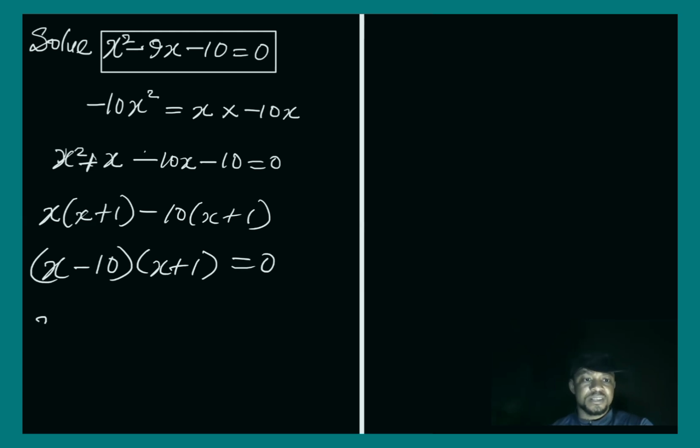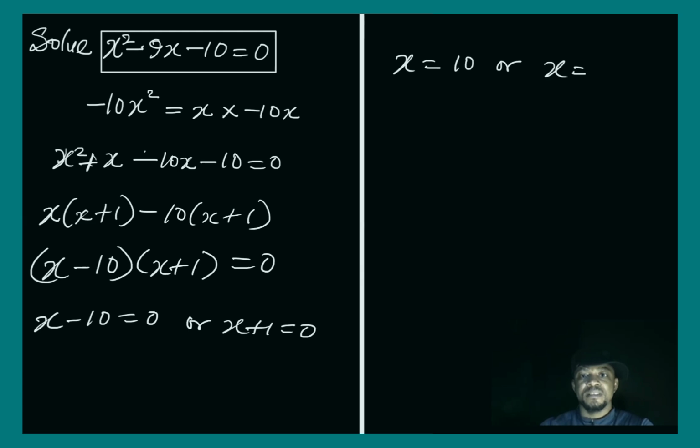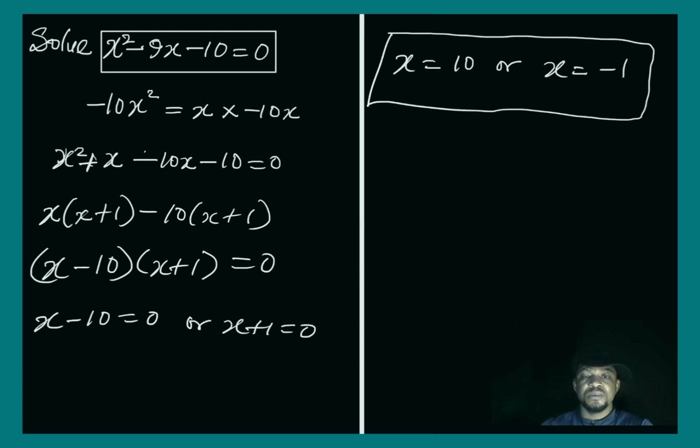So once we have this, we can say either x minus 10 equals 0 or x plus 1 equals 0. And if this holds, then x equals 10 or x equals minus 1, just moving that to the other side of the equation. And this is the solution, or the roots, of our quadratic equation.